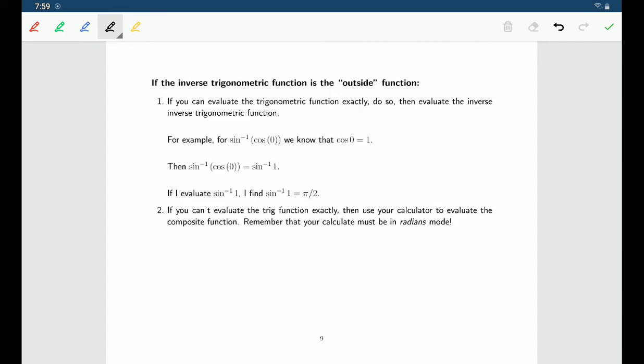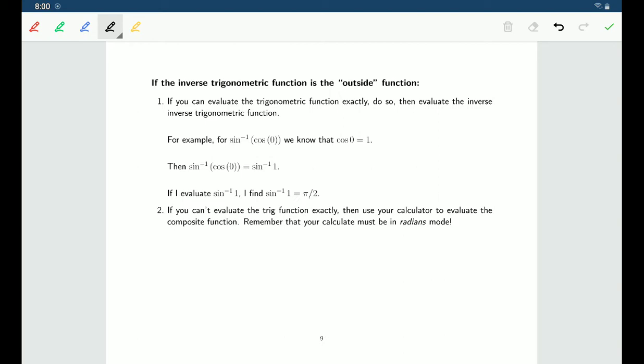Cos of 0 is 1. And so that means when you want to evaluate sine inverse of cosine of 0, you're really evaluating sine inverse of 1. And then now you just have to do the same sort of work that we've been doing all along in 8.1, evaluating an inverse trig function.